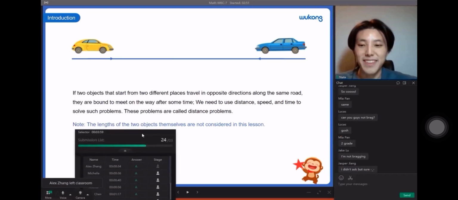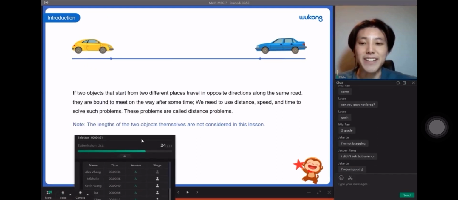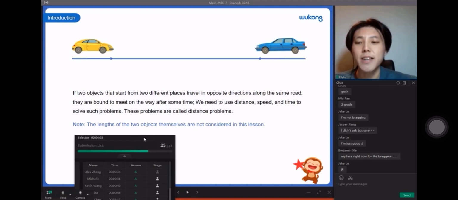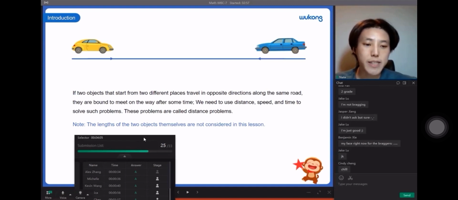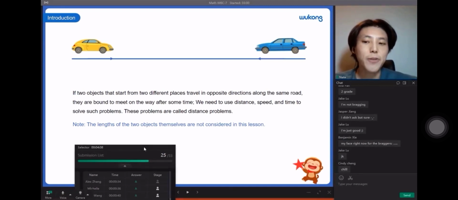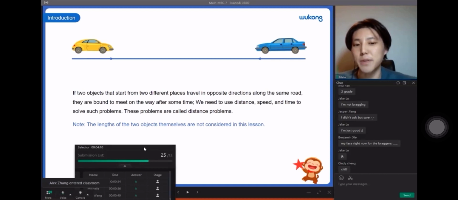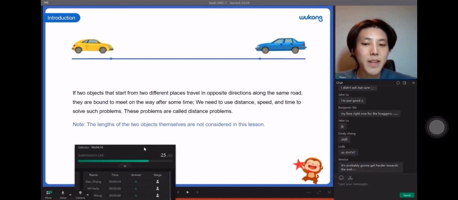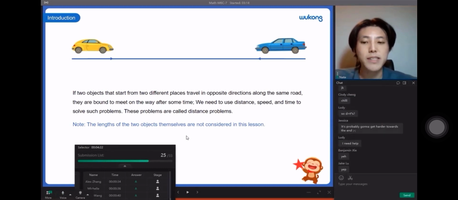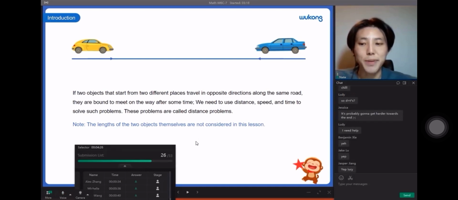All right. Now take a look at this question, guys. If two objects start from two different places traveling in opposite directions along the same road, they are bound to meet on the way after some time. And we need to use distance, speed, and time to solve such problems. So these problems are called distance problems. And please note the length of the two objects themselves is not considered in this lesson.